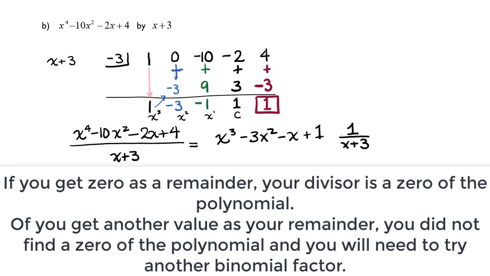This takes a little bit of practice, but once you do a few of these, you can really get fast at synthetic division. This is one thing I really like about synthetic division. If the remainder is 0, you have found a 0 of the polynomial, and if there is a remainder, you'll need to try a new one.